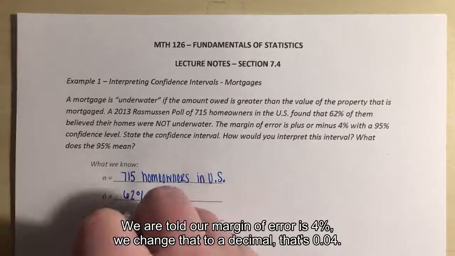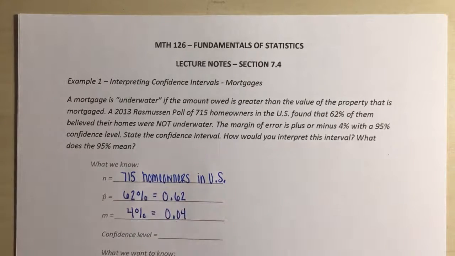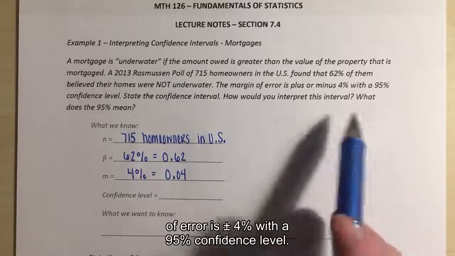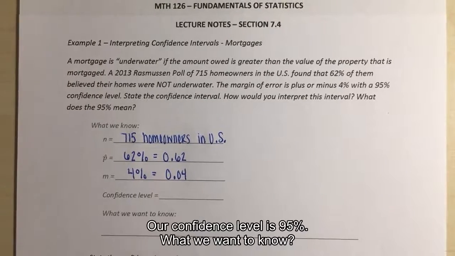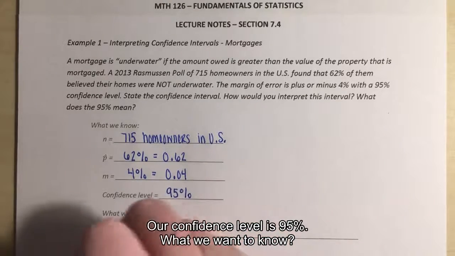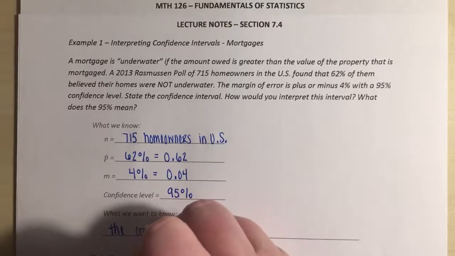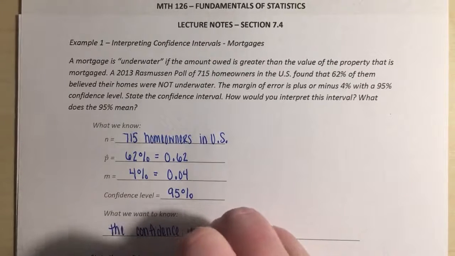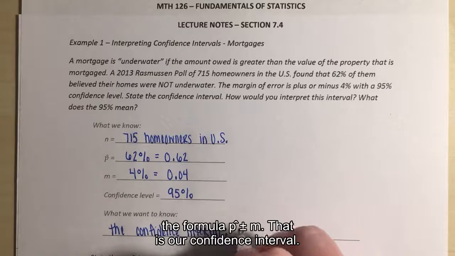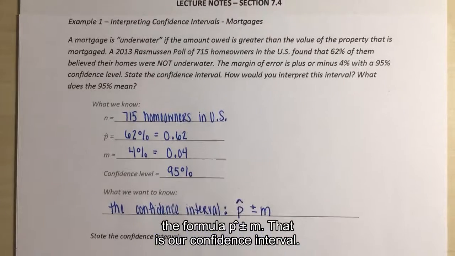We are told our margin of error is 4%. We change that to a decimal, that's 0.04. Our confidence level that we are given is 95%. And what we want to know is the confidence interval. Remember, our confidence interval is given by the formula P hat plus or minus M. So that is our confidence interval.